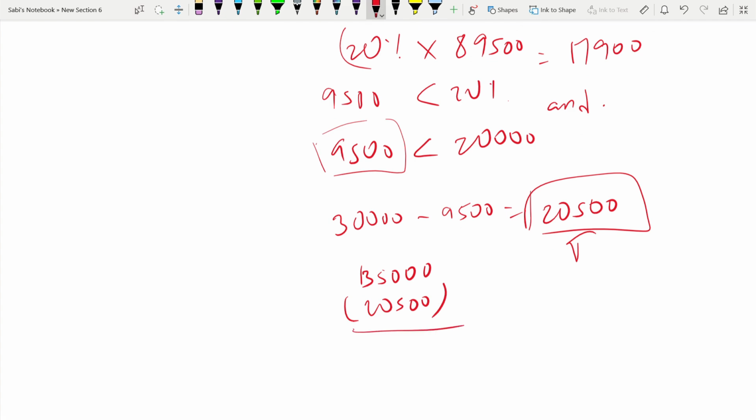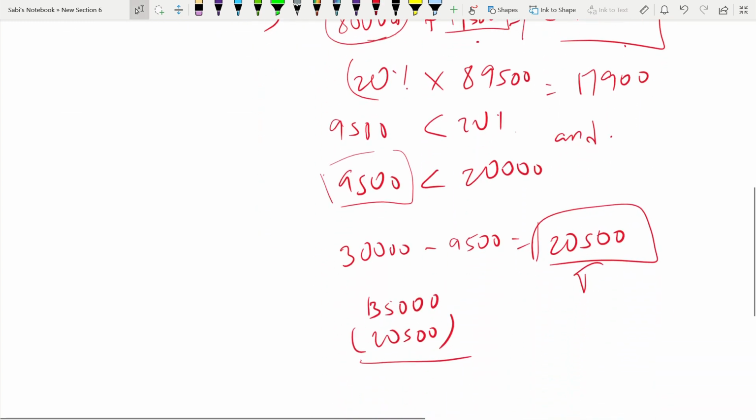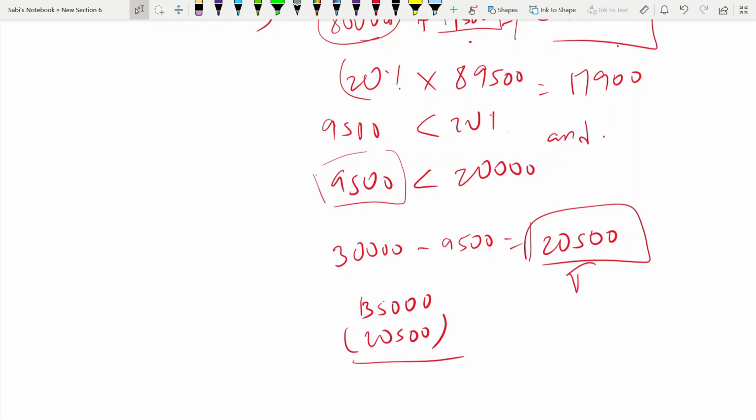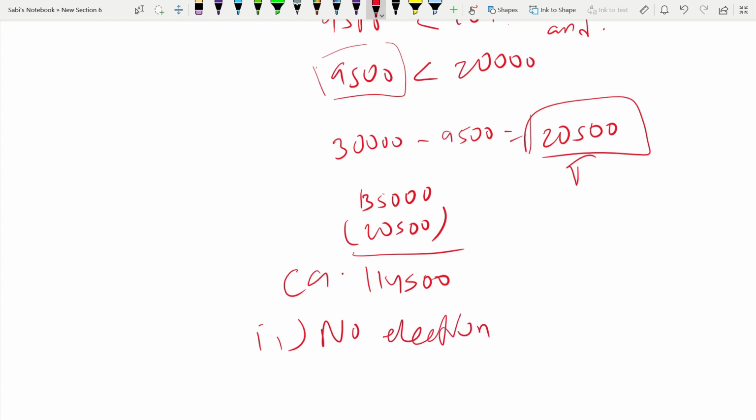Why? Because on this date we have sold the remaining 4 hectares also, so we have to deduct the cost from the proceed. 114,500. This is the chargeable gain, CG. Now assume no election is made. Then you have to do a part disposal.